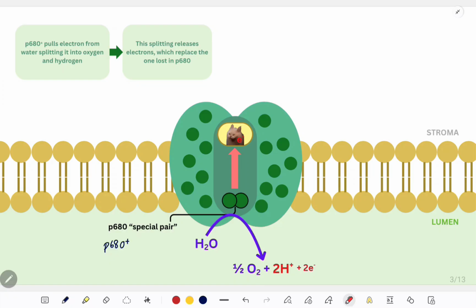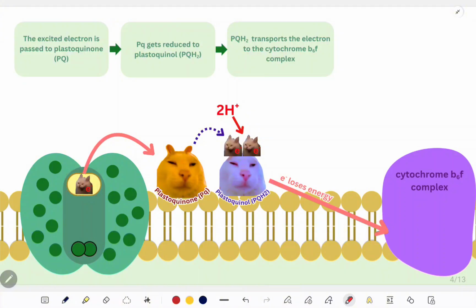P680 splits a water molecule into oxygen, and this is the oxygen that we breathe, so it is released into the environment. And we also get protons, which will then contribute to the proton gradient, which is then essential for the production of ATP at the end of the electron transport chain. And we also get 2 electrons. And then P680 will replace its ejected electron with the electron from water.